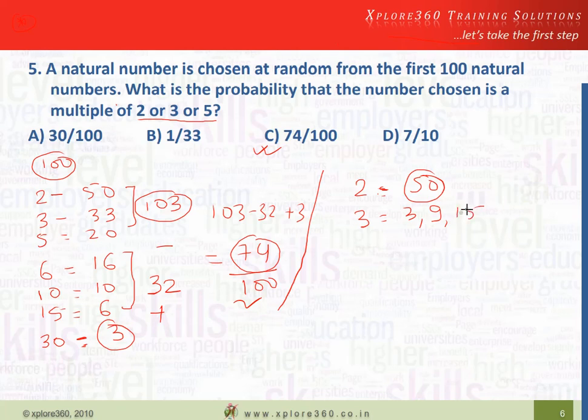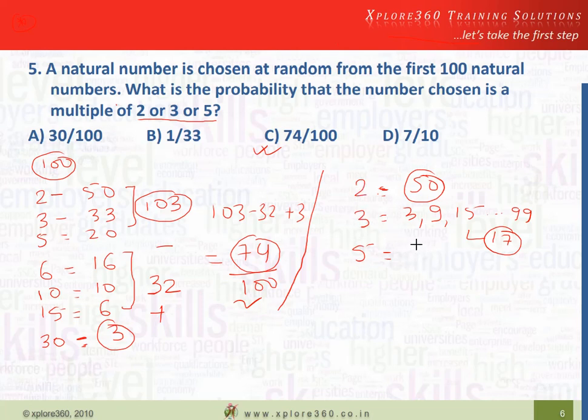Then it is going to be 15. I am not taking 12, and so on and so forth, till 99. How many of these numbers are there? These are 17 numbers. Then similarly, I am taking numbers which are multiples of 5 and not already taken while taking 2 and 3. So you have to exclude those numbers.